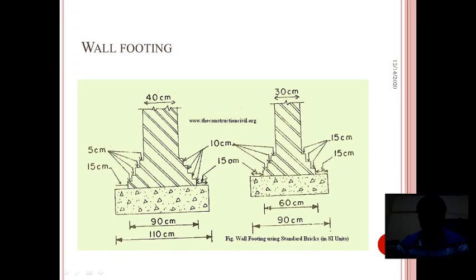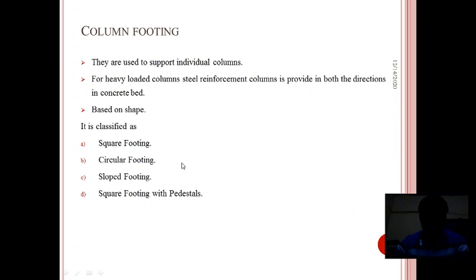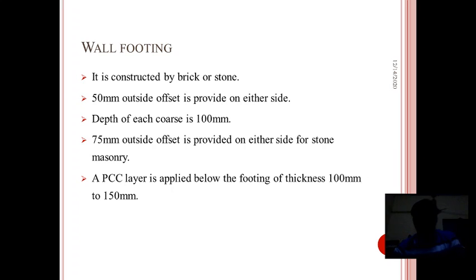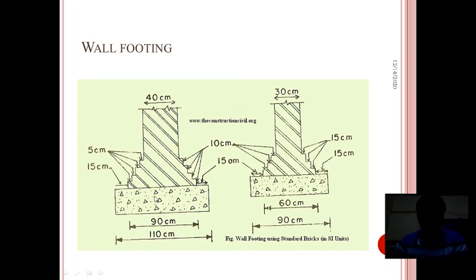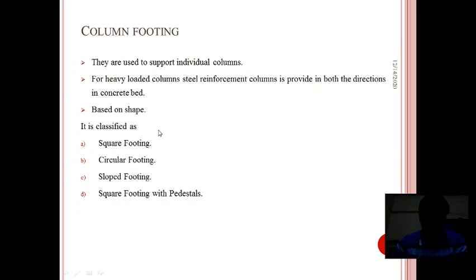Here it is written that the depth of this increment is given as 10 centimeter or 100 mm, and then a 75 mm outside offset is provided on either side for stone masonry, and then a PCC layer is applied below the footing of thickness 100 mm or 150 mm. So this thickness of PCC is about 100 to 150 mm. So this is about spread footing.